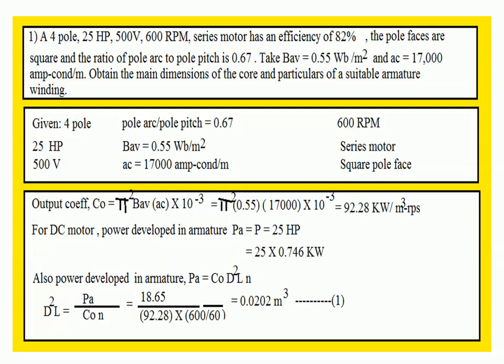Then you start. Number 1, output coefficient. Output coefficient C naught equal to 5 square B average AC into 10 to the power minus 3. Substitute, you are going to get the value. Now the given is a DC motor, and the rating of the motor is in HP. You convert into kilowatt, multiplying by 0.746, so the power developed in the armature P is approximately that. This power developed in armature is also equal to C naught D square Ln. From this expression, go for D square L, and call it equation number 1.